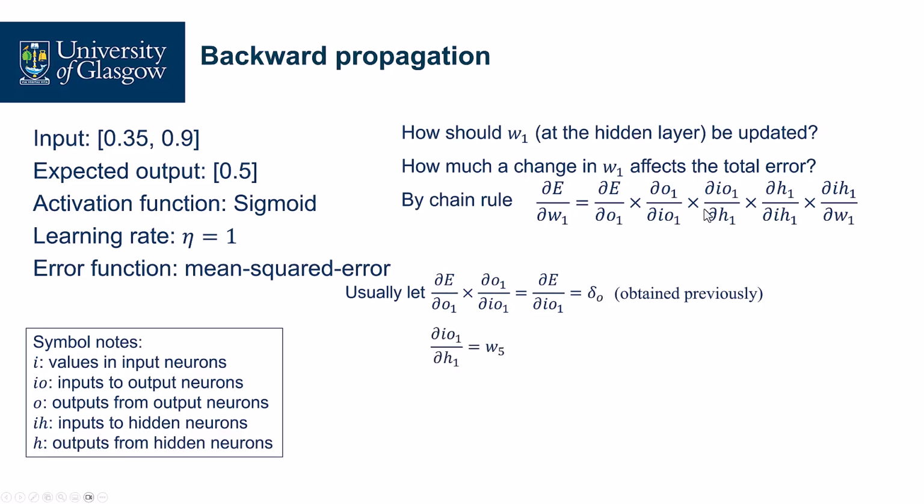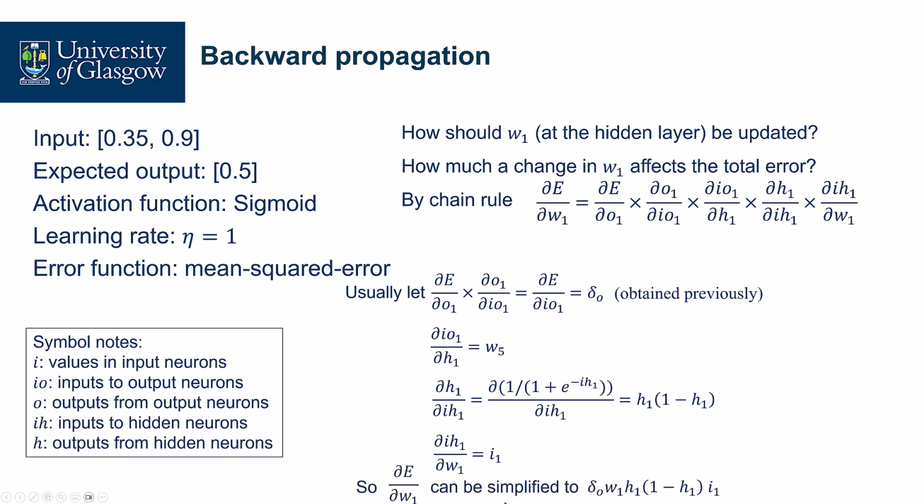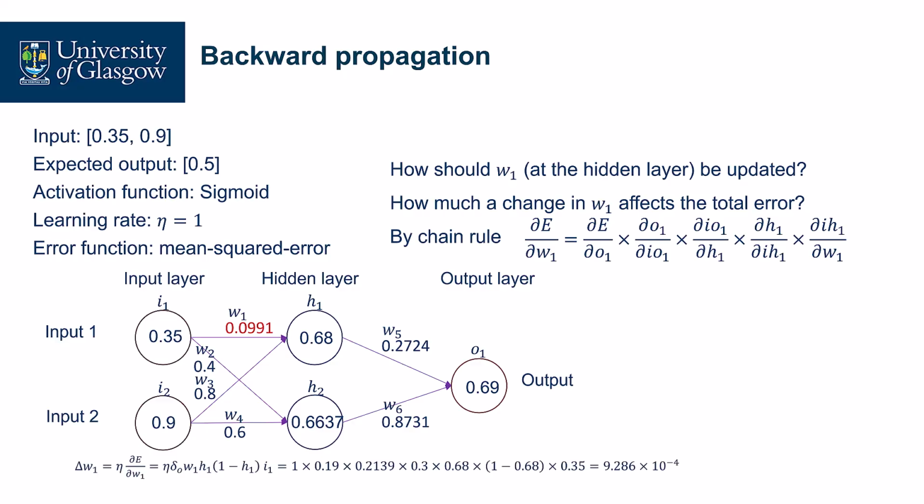Then we can see this item, using the calculus knowledge, we can get the answer. So the H1 with respect to IH1, the partial derivative, this again involves the activation function, right? So we can still do this. Then this one, we can get this answer. Now we multiply them together, we can use this formula, right? So we can calculate the value of the delta W1. Remember the learning rate is here. Now it's equal to 1. We get this value.